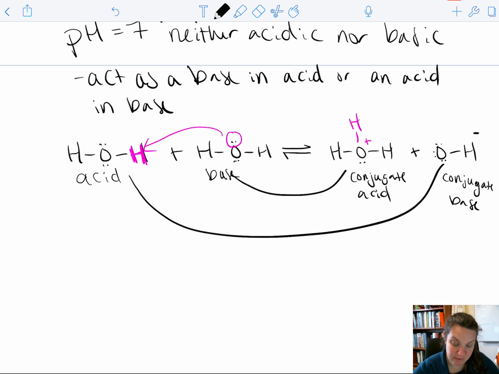Okay, so we have our conjugate acid-base pairs. Acid on the left side, base on the other; base on the left side, acid on the other. So that's how a conjugate acid-base pair works. It'll be acidic on one side, basic on the other. With water reacting with itself, we call this the autoionization of water.